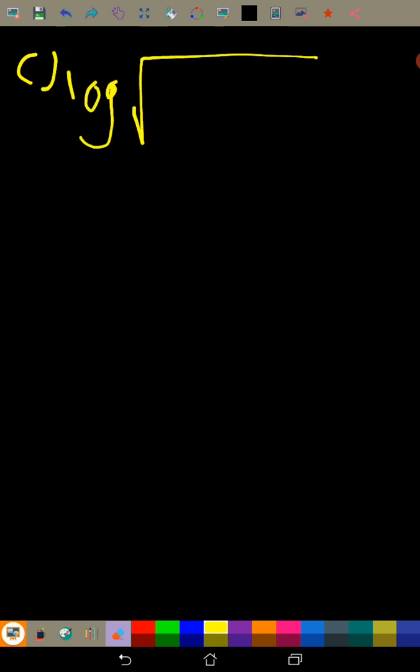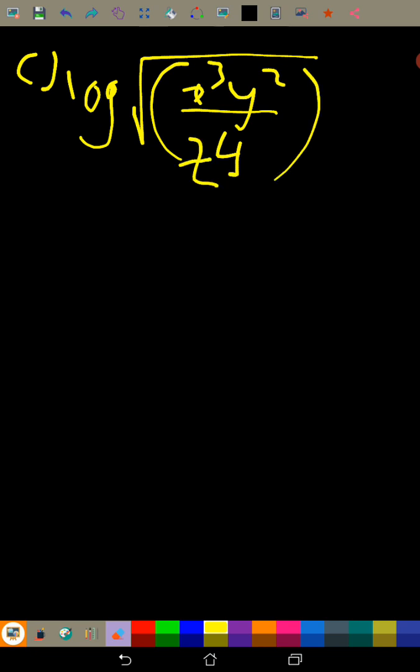And we have something even more complicated, at least it looks more complicated. We have x to the power of 3, y to the power of 2, no, that's z to the power of 4. Okay, everything is under a square root.